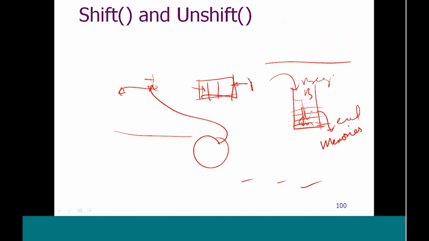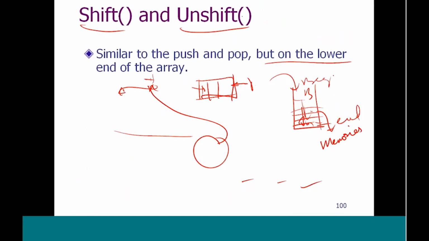Then we looked at shift and unshift. These are some of the key elements. This one is like the opposite of push and pop. It's very similar, but opposite in the sense that the element is added to the lower end of the array instead of the top of the array. So the last index is incremented, and then it's added to that.